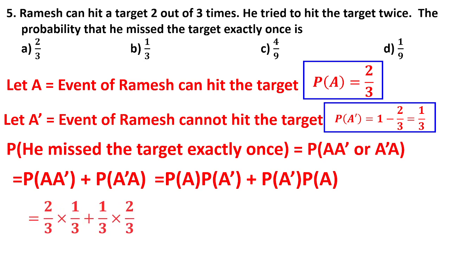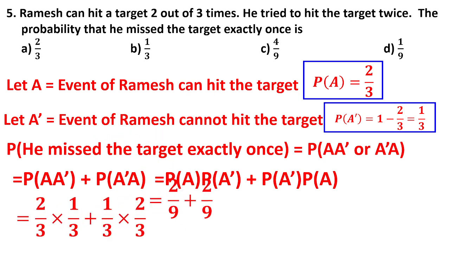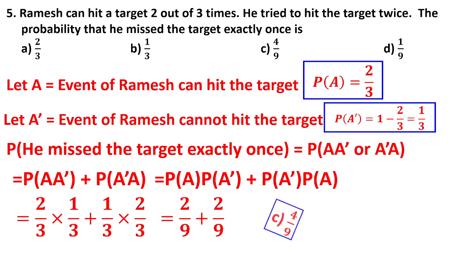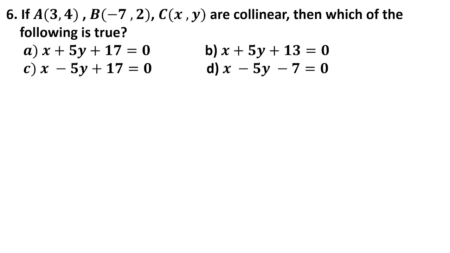Now all the values are with you. Substitute it, then you will get 2 by 9 plus 2 by 9, which is 4 by 9. Therefore option C. Let us go to question number 6.